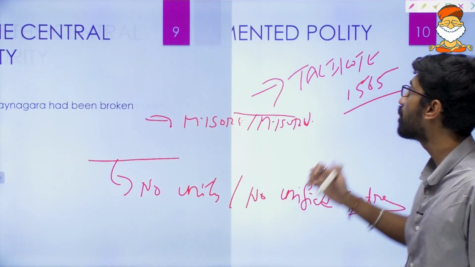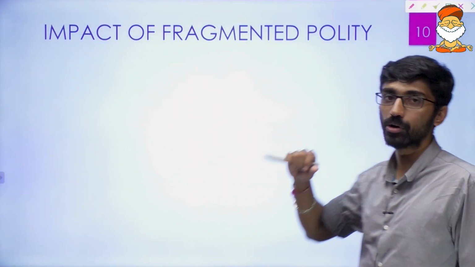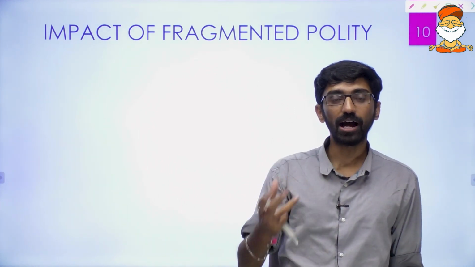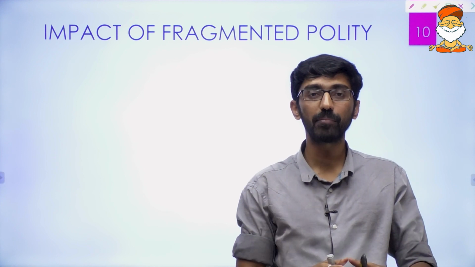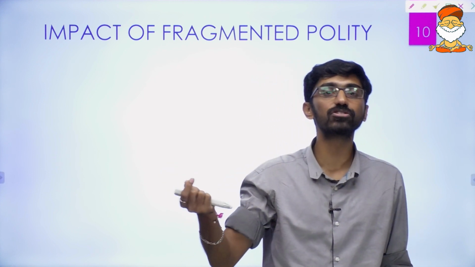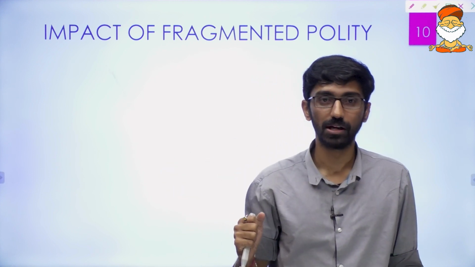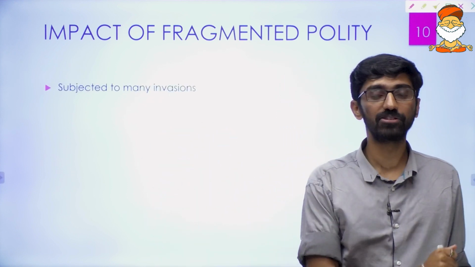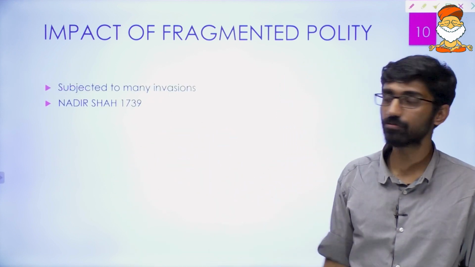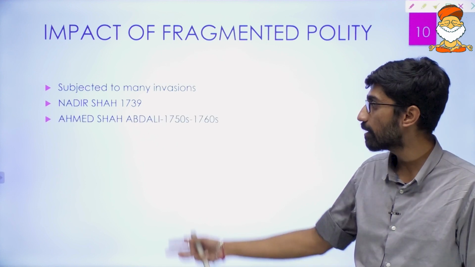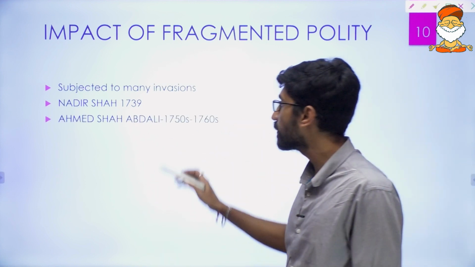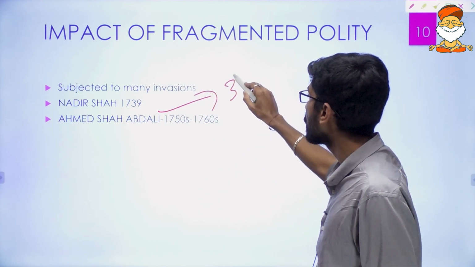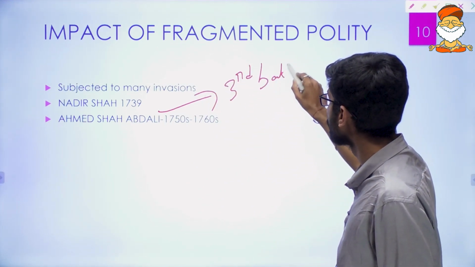So what is the impact of this fragmented political system? What kind of consequences did it have? Very simple: this fragmented political system let foreigners dominate the Indian political system. For example, a series of invasions happened. Very famous are Nadir Shah's invasion of 1739, then Ahmad Shah Abdali's various invasions in the 1750s and 1760s, which ultimately culminated in the Third Battle of Panipat.